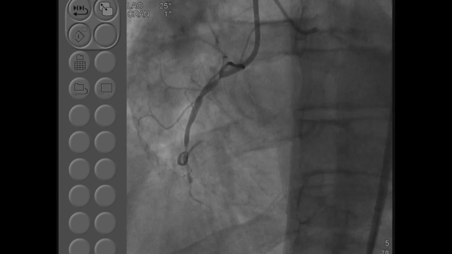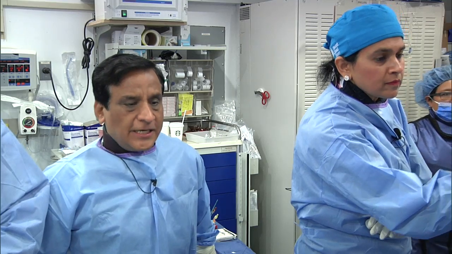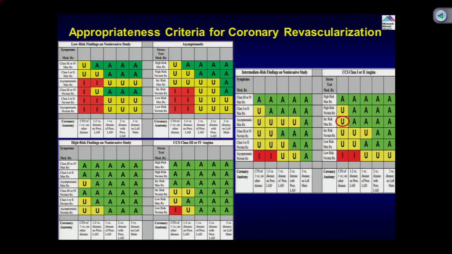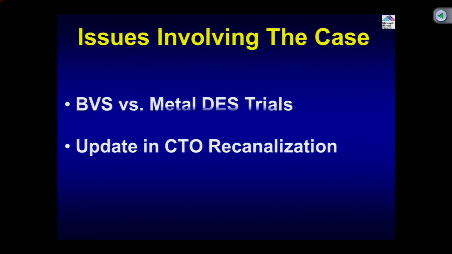So this is a case where appropriateness is uncertain, but he is a young person and we felt that we should give him the benefit. He has ischemia clearly, he has LV dysfunction in that territory, and he's on maximum medical therapy. So by criteria he still becomes uncertain, but I think this is a case which should be done, particularly because of the young age. I'll show you some data on long-term survival, and I'm going to show all new data, nothing old which we have shown here, on two important points.